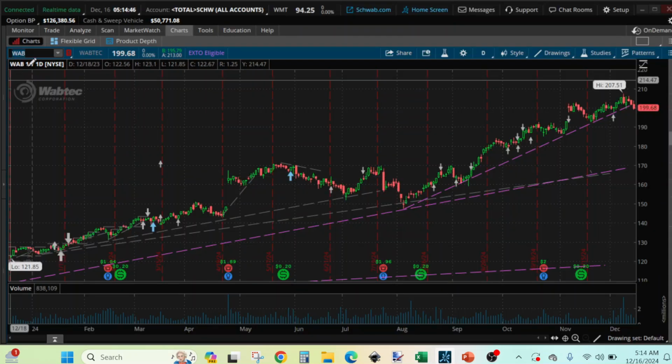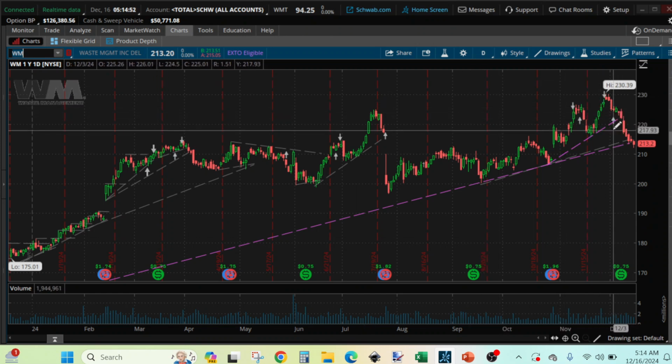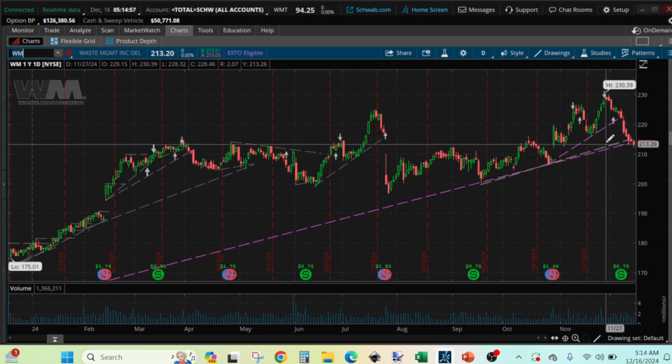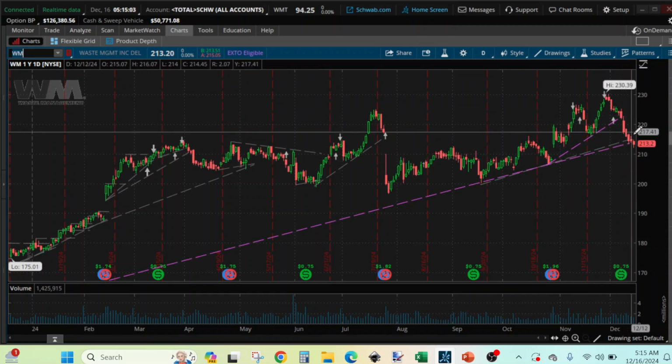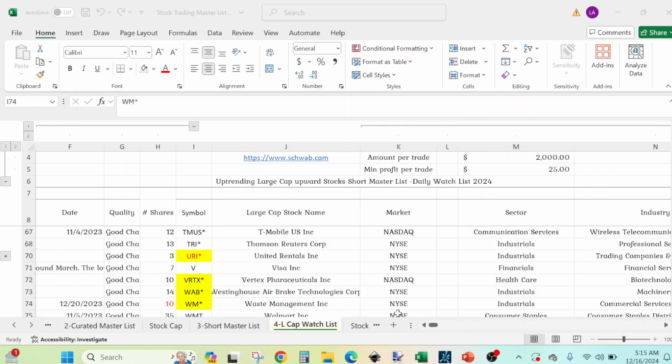WM. We bought it at this trend line here, and it moved to here, to this trend line, which is a long-term trend line. So this one is the October to present trend line. It moved off of it to here. If it starts going up from there, we will buy some more.